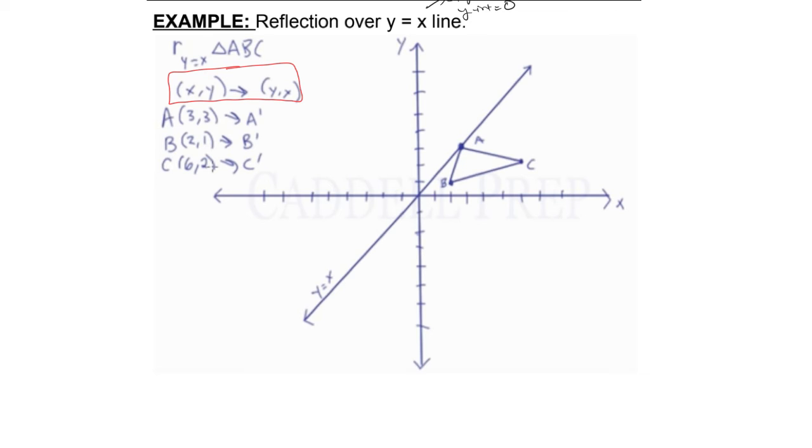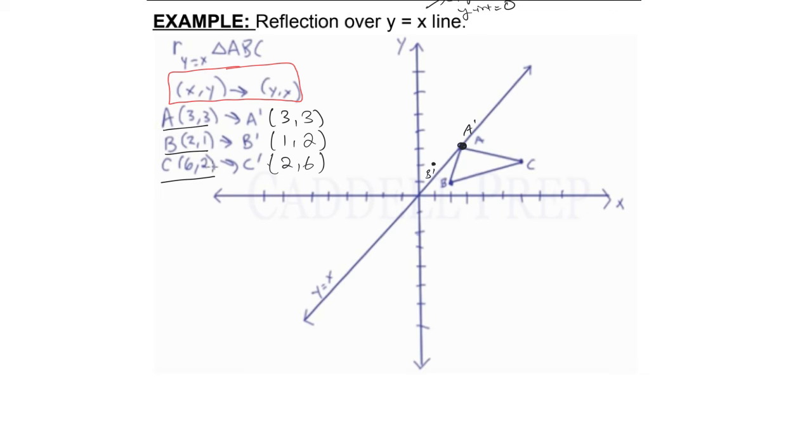So we have triangle ABC. We labeled A at (3, 3), B at (2, 1), and C at (6, 2). If we're reflecting over the y equals x line, we flip our x's and y's. So A prime would actually stay (3, 3) because it is on the line of reflection, so it doesn't move. A prime is here. B prime: (2, 1) changes to (1, 2). There's B prime. And then C prime changes from (6, 2) to (2, 6).